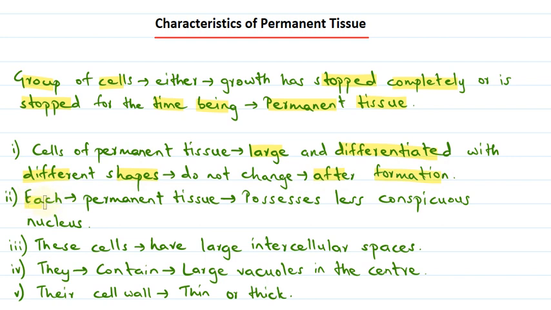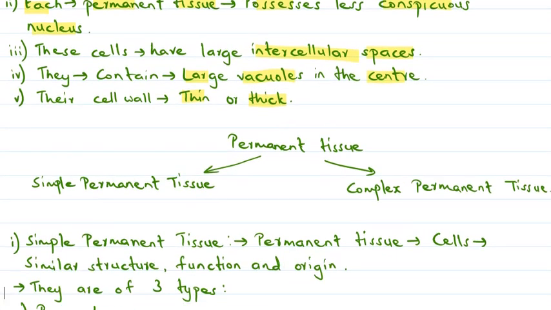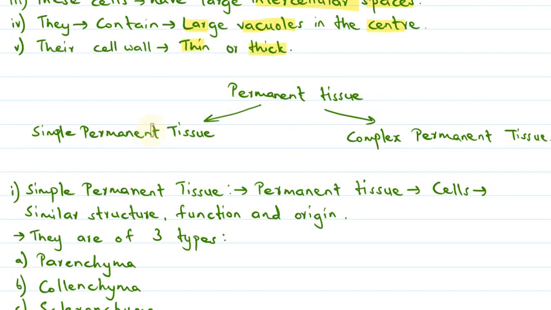Each permanent tissue possesses a less conspicuous nucleus, and the cells have large intercellular spaces and contain large vacuoles in the center, and the cell wall can be either thin or thick. These are some of the important characteristic features of permanent tissue. Then we saw that permanent tissues can be divided into two types: simple permanent tissue and complex permanent tissue.